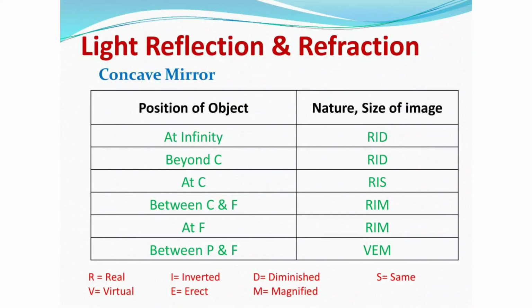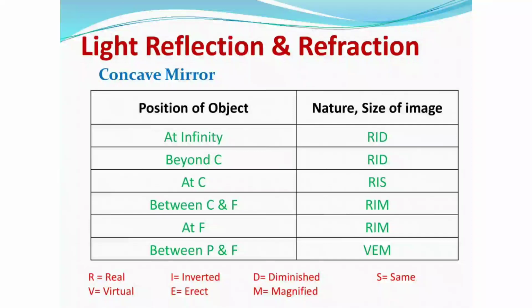Another important chapter in physics is light, reflection and refraction. In this chapter, many students face difficulties in remembering the ray diagram. There will be a sure question for 3 marks on the ray diagram. You have to remember the nature, size and position of the image. If you know the position of the object, then it is easy to remember the nature and size of the image. You have to remember the positions of the object in order: at infinity, beyond C, at C, between C and F, at F, between P and F.